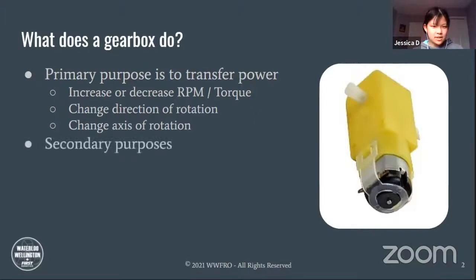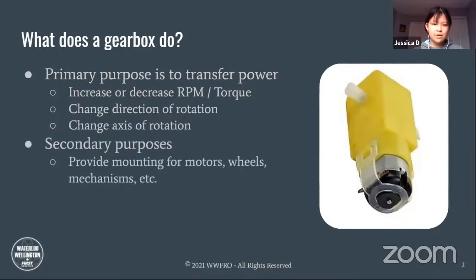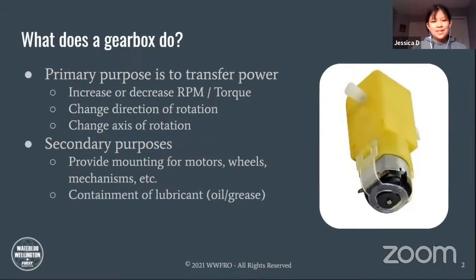Some secondary purposes of a gearbox are to provide mounting for motors and wheels and other mechanisms, which is definitely being used in the example to the right. You might also use a gearbox as a containment of lubricant, which basically means you can put lubricant inside your gearbox, and that will reduce friction so the parts can move around more smoothly. And by reducing friction, you're reducing the amount of energy that is lost as heat, which makes the mechanism more efficient, since more of the energy is going into the work you want it to do.